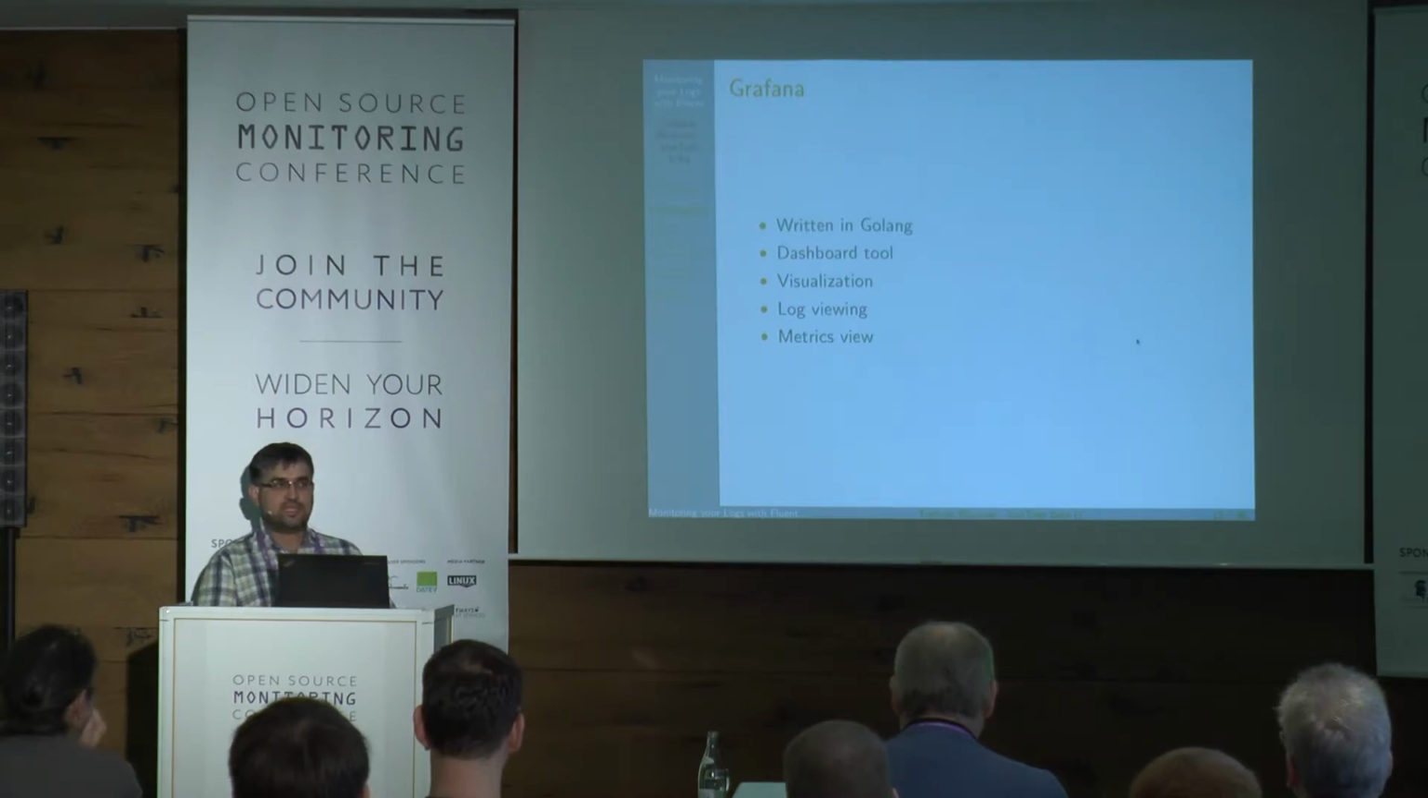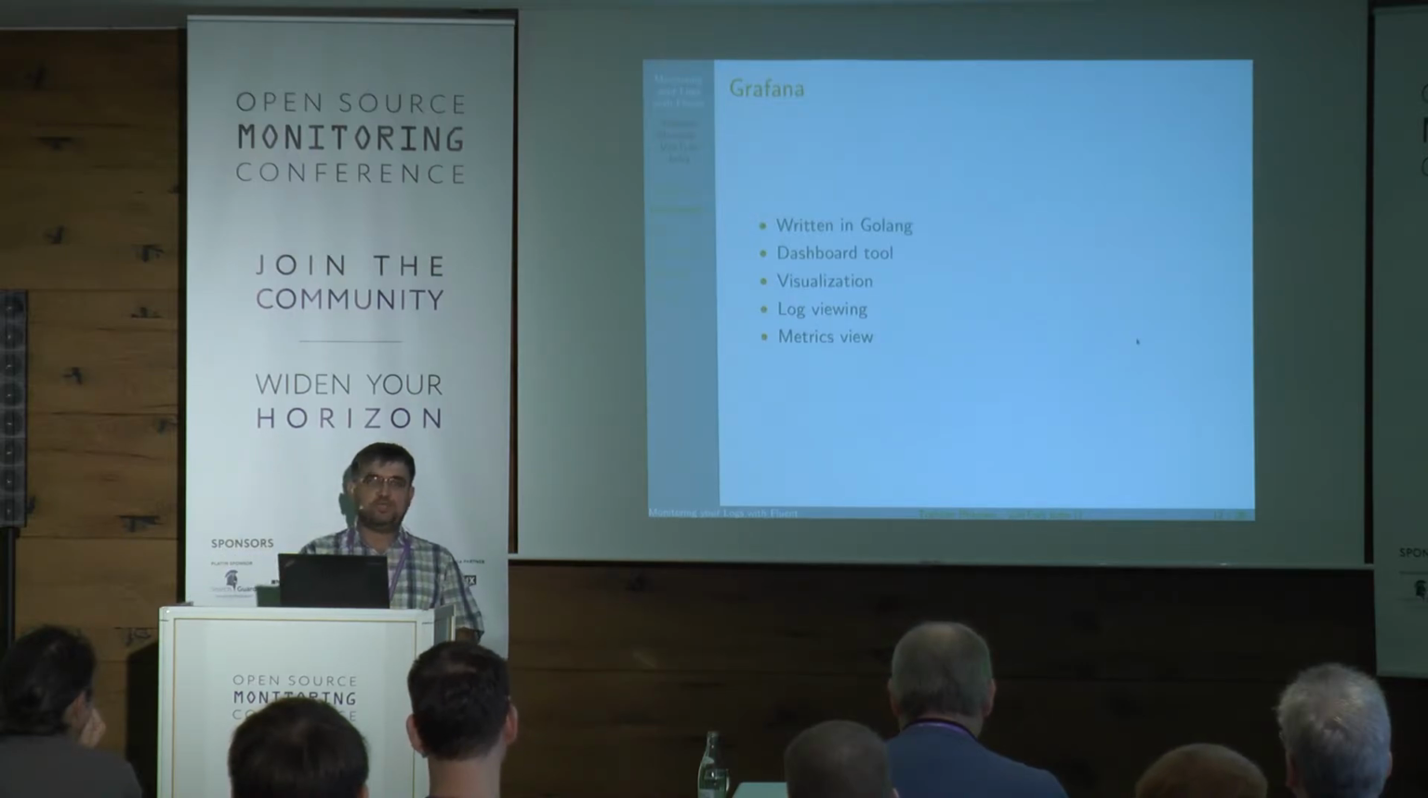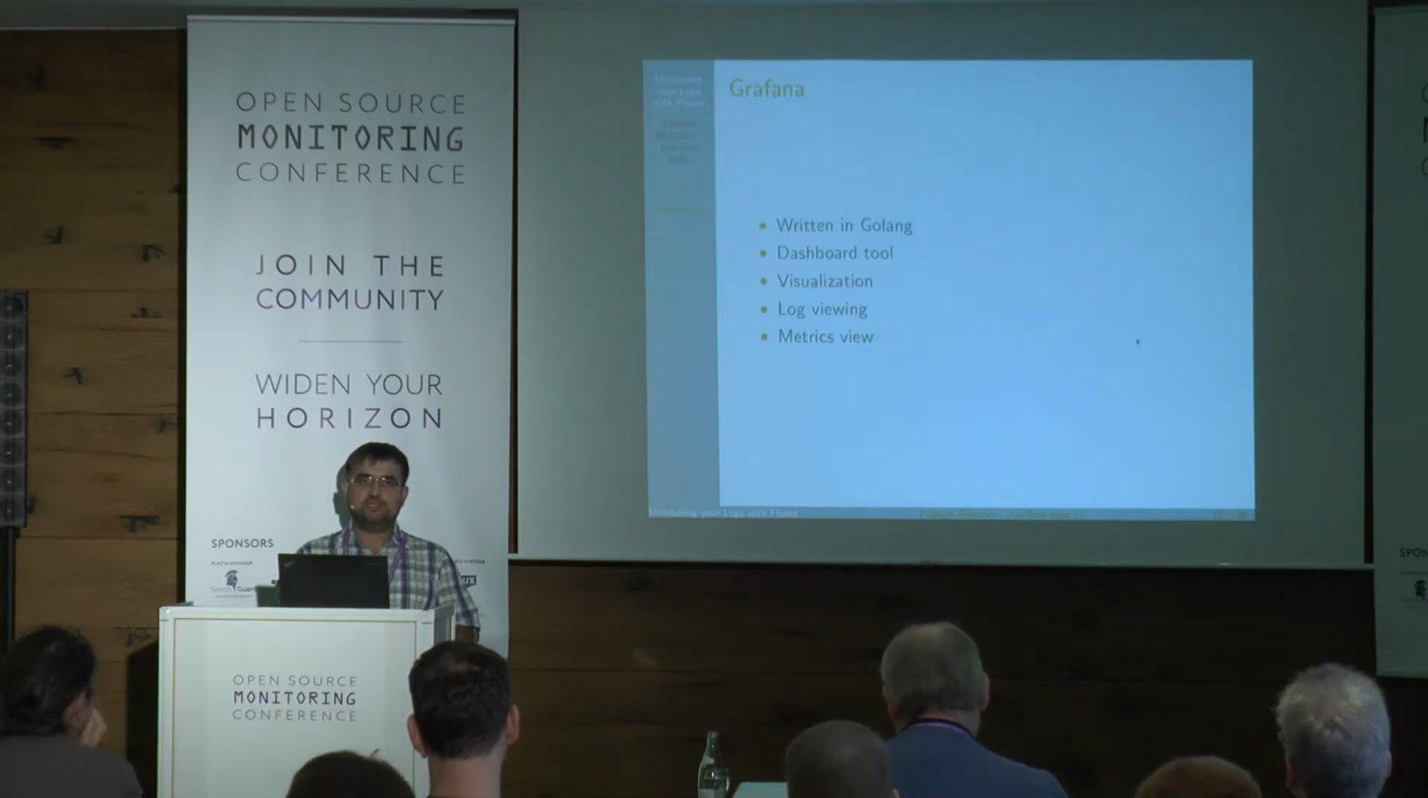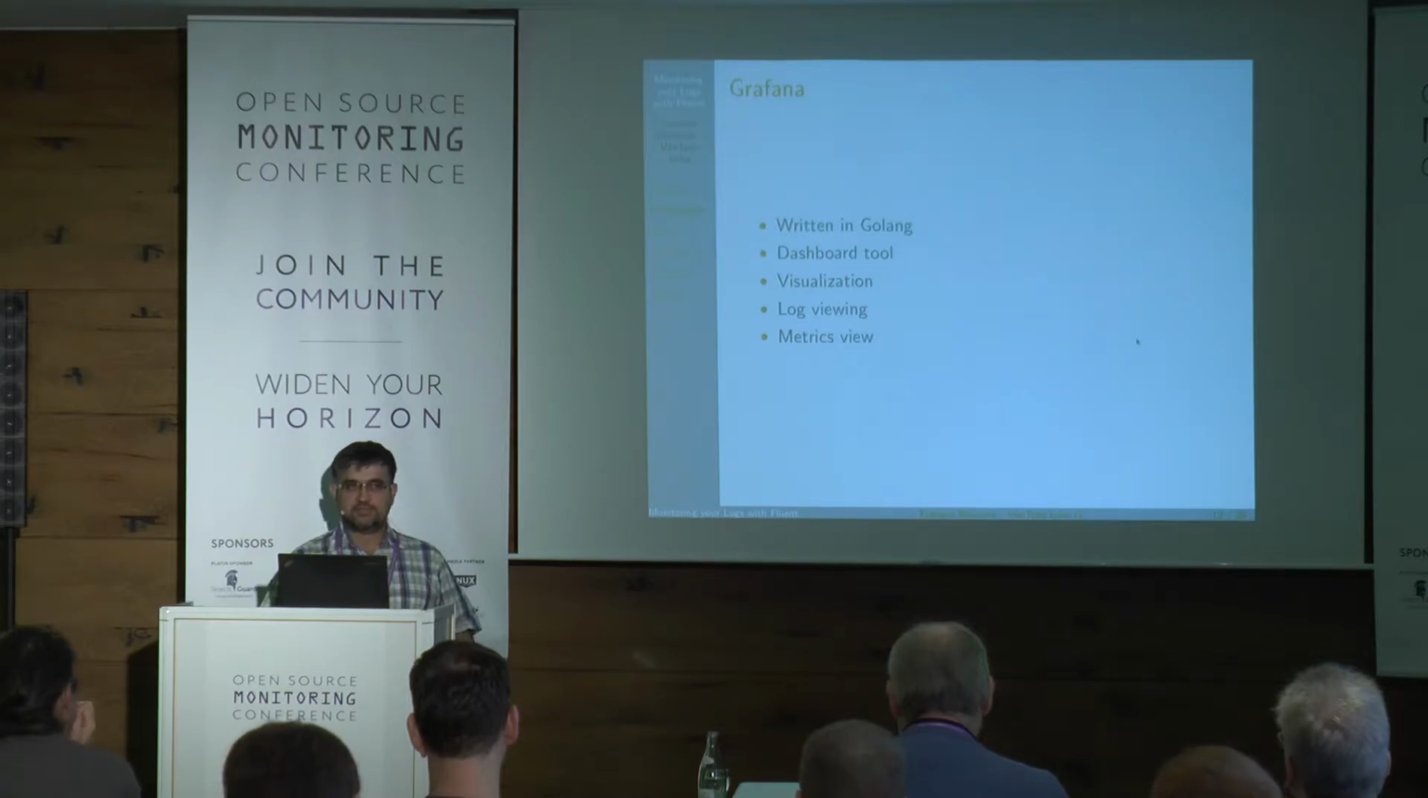It's written in Golang, so it's basically one single binary which you can run somewhere. It doesn't necessarily need to be all on the same host. You could spread that out if you want high availability. Typically, we only run one Grafana, because it's not that important, but that depends on what you want to do.